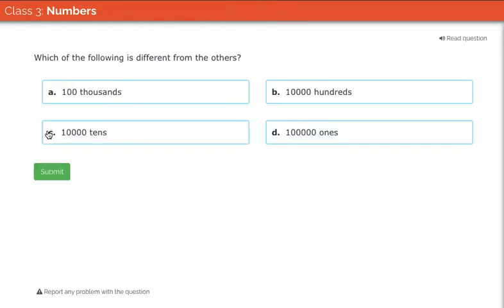Wow! Which of the following is different from the others?